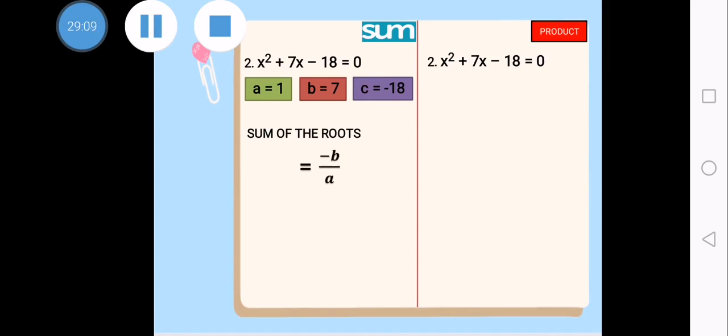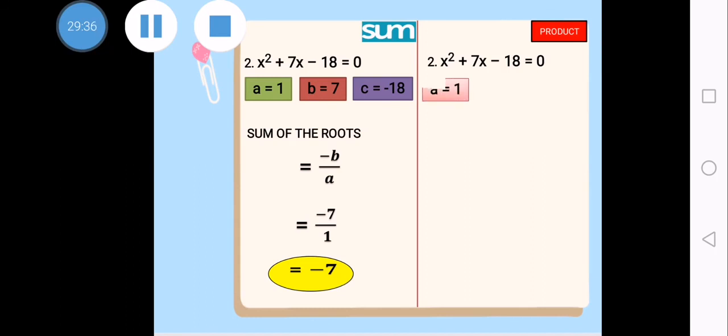So, ang equation ay negative b over a. So, ano bang value ni b? So, positive 7. Since negative yung sign, so negative times positive 7 ay magiging negative 7. And, ang value ni a ay positive 1. Kaya, negative 7 over 1. So, ang sum of the roots ay negative 7. Diba? Napakadali lang. And then, proceed tayo sa product.